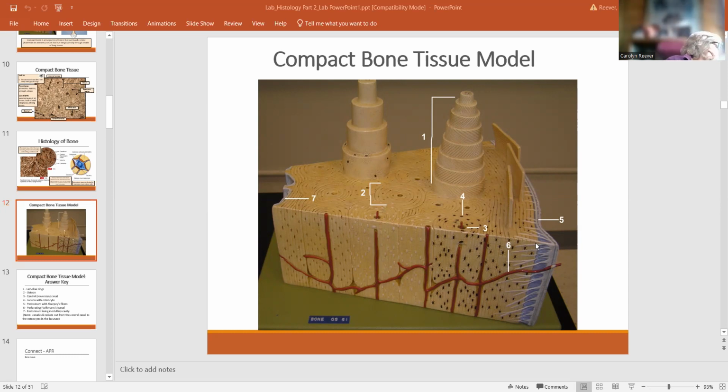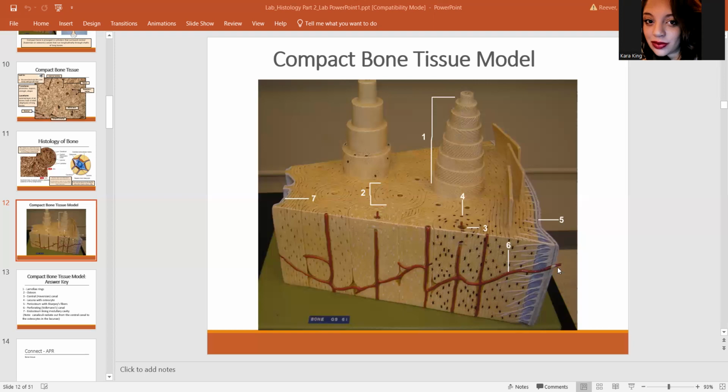What about number 6? It's some kind of blood vessel, right? Yeah, it's something canal. It's not the interstitial lamella. The interstitial lamella would be these that are between the rings, kind of these little guys in here. Okay, so there's the layers. So this is one of the canals. Okay, this is the central canal, right?